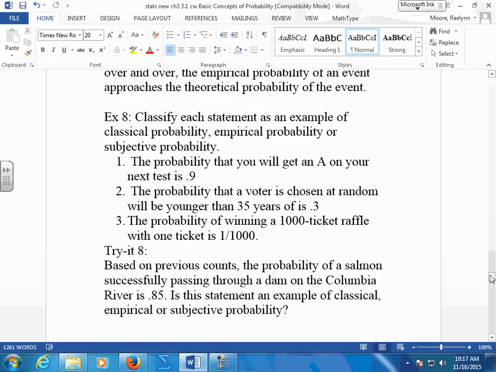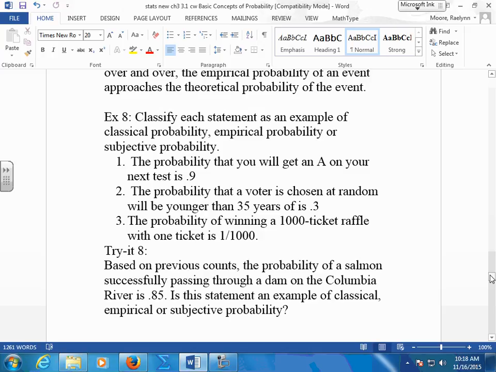The probability that a voter chosen at random will be younger than 35 years old is 0.3 or 30%. Empirical. Why would you say empirical? If there have been studies on the amount of voters in past years. Yeah, because of the recent studies of voters. Maybe next month I'll do a different group of people and study them. But this is based on the people that I have out there now. Is it going to be this way every year?